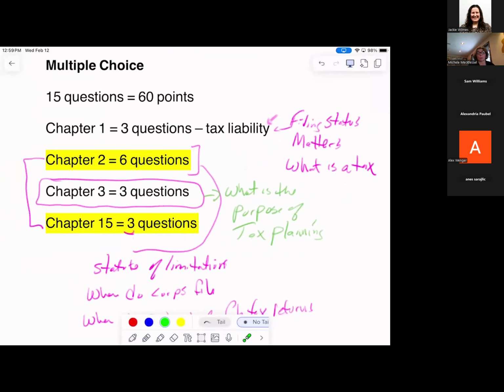So remember from chapter 3, one of those big ticket items, what is the purpose of tax planning? We talked about this. The purpose of tax planning is not to minimize your taxes, because we can all minimize our taxes by not earning anything and not buying anything. It's not a great strategy as a life plan. The purpose of tax planning is to maximize your after-tax wealth. That's the purpose of tax planning.